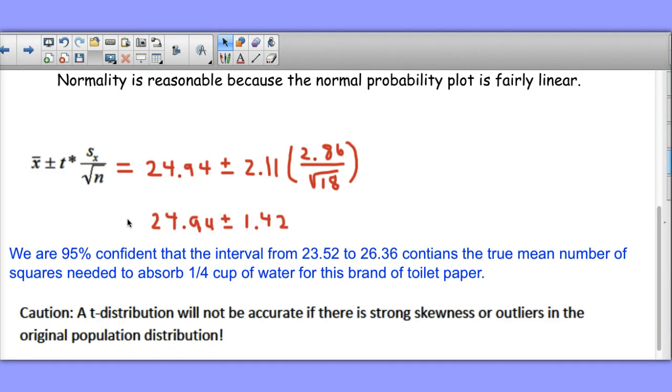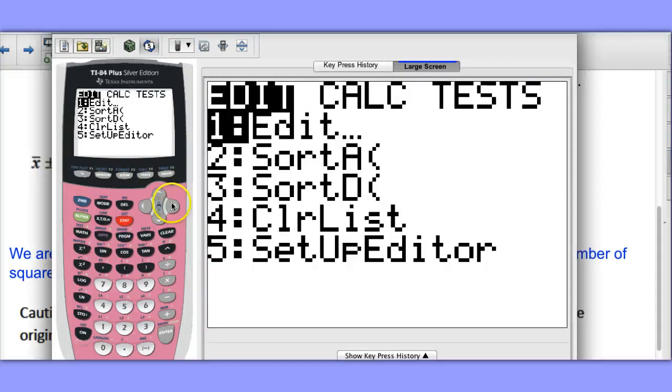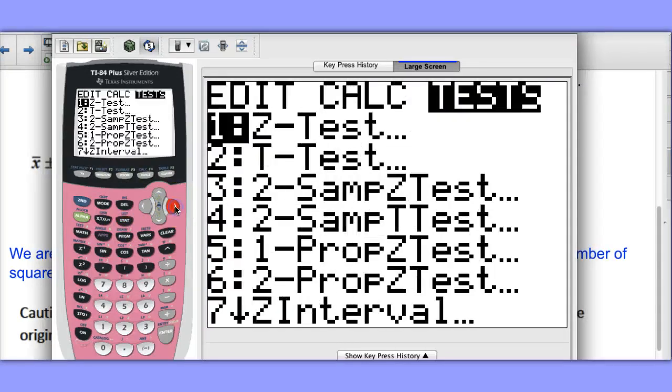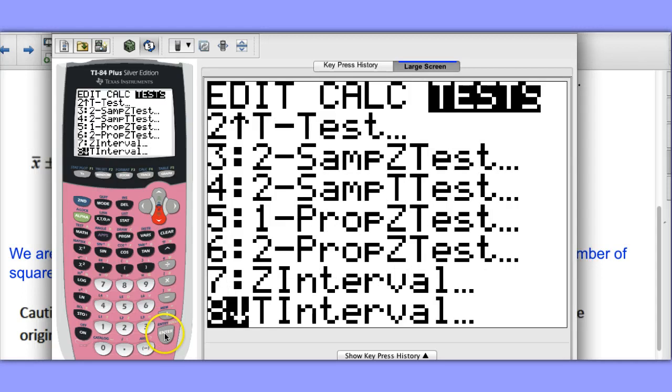Once again, just like we could use our calculator to do a one proportion z interval and get our confidence interval for our proportion, we could actually get this interval from our calculator. So let me show you how to do that. So we go to stat, over to tests, and notice we have some tests here. That's hypothesis testing. We'll be learning about that in the next chapter. But we're going to come down here to t-interval.